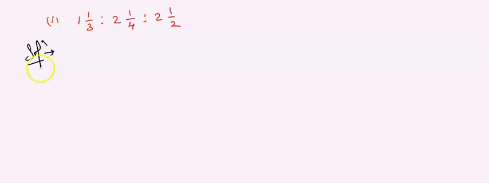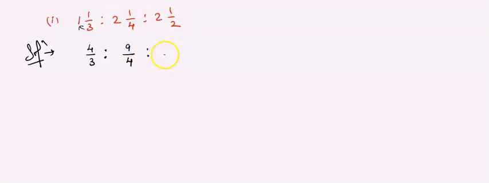Now let me see how to solve this case. As this is in mixed fraction, first we have to convert this into improper fraction. How? See here. This denominator 3, write as it is. 3 ones are 3. We have to multiply this into this. 3 ones are 3 plus 1 is 4 over 3. Write this 4 as it is. 4 twos are 8 plus 1 is 9 over 4.